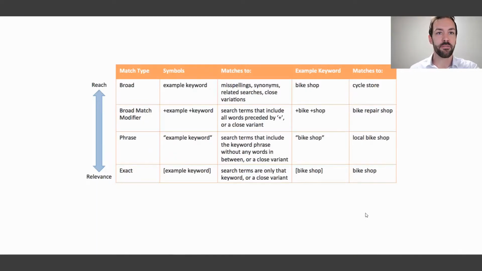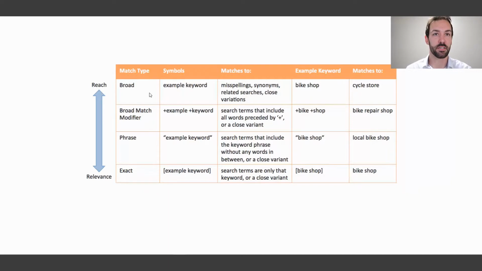So here we are with the different match types, and we've got the symbols here, because Google AdWords uses symbols, which is fantastic, makes things far easier to change if you're using the Google AdWords Editor, which I highly recommend because it is far quicker than the actual online interface. We've got matches to, example keywords, and matches to again. So broad is just like the match type says, it's broad. Its reach is massive.